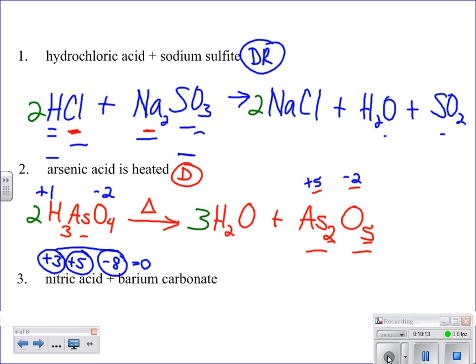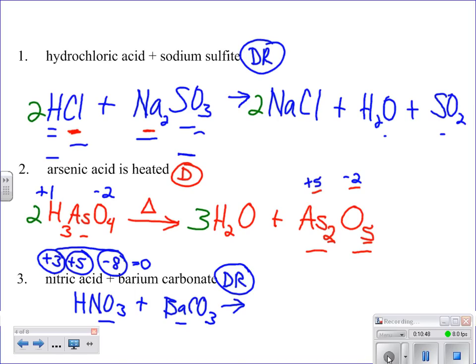Okay, next one we have nitric acid, +1, -1, plus barium carbonate, +2, -2. What type of reaction? Awesome. So we know it's double replacement. We might think, oh, I'm just going to make barium nitrate plus carbonic acid. But what happens is that carbonic acid is not stable, and we see from number 1 that it breaks down to form that salt plus water plus carbon dioxide. So when we do this, we get our salt of barium nitrate. Barium's +2. Nitrate is -1.